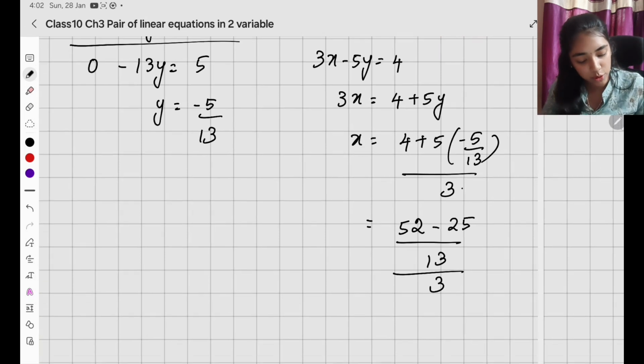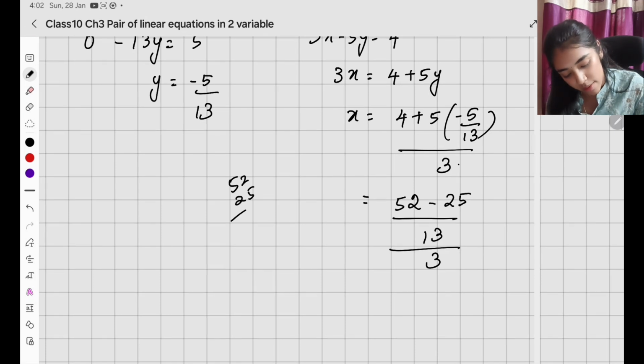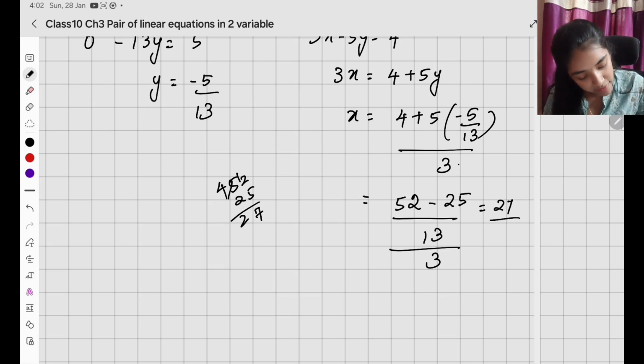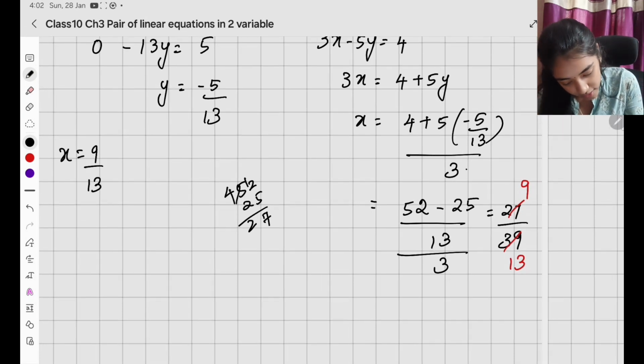Okay, numeratorல மட்டும் LCM எடுத்துக்கேன். So 52 minus 25, பண்ணா we have 27. So we have 27 divided by 13 3s are 39. இப்போ இதை cancel பண்ணலாமா? 3 9s are 27, 3 13s are 39. Okay? So we have 9 divided by 13. So we have x value equals 9 by 13 and y value equals minus 5 divided by 13.